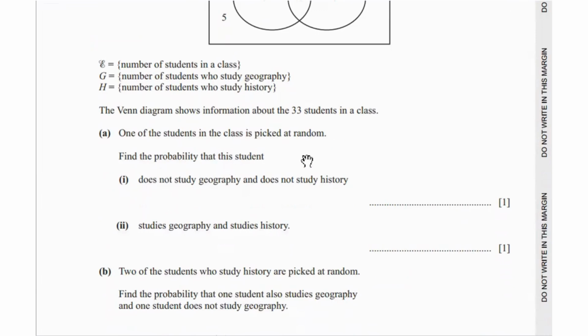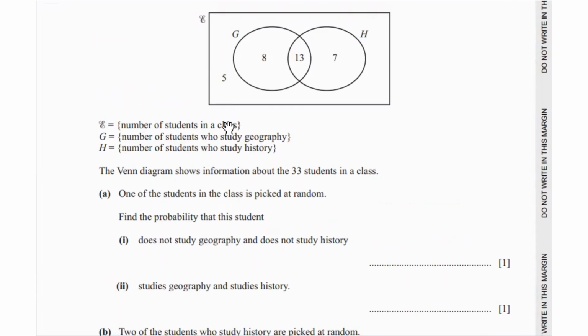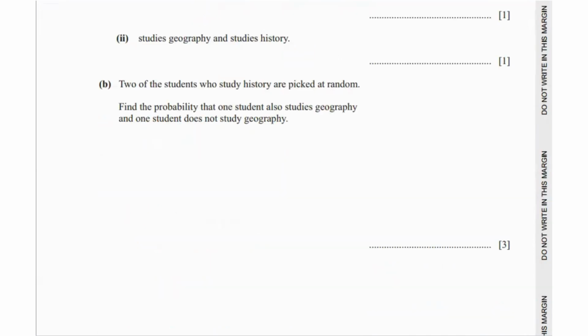Then the probability that this student studies geography and studies history. So if he's studying geography and history, that's going to be this. So 13 out of 33. The middle section is always the common section. So these 13 students study both the subjects. That's why the Venn diagram is intersecting over there. It's overlapping. Then 2 of the students who study history are picked at random.